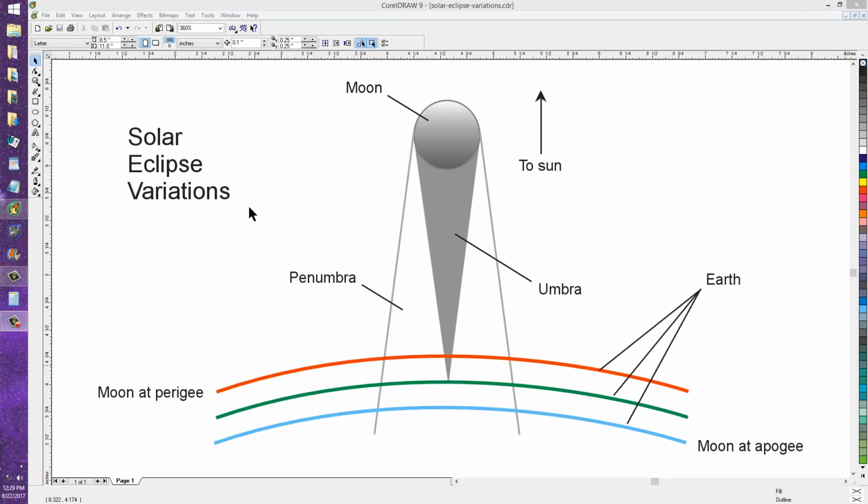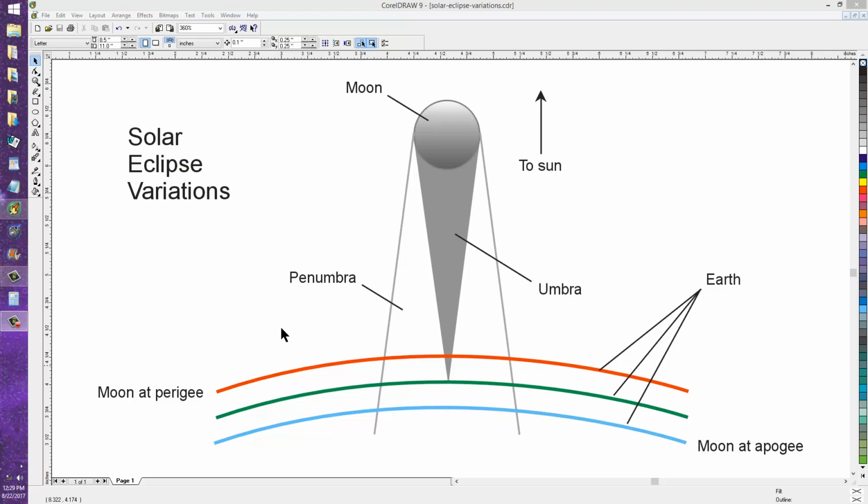When the moon passes directly between the sun and the earth, this can happen in a variety of ways because the distance of the earth from the sun varies with the time of the year. Would you believe that the earth is actually farthest from the sun in July and nearest to the sun in January?